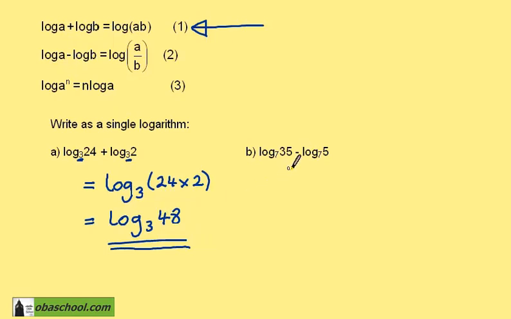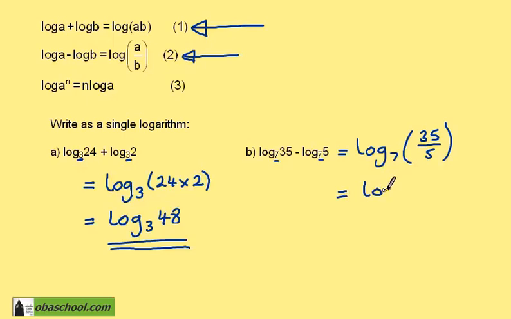In part B, again the bases are the same, so the laws above apply. In this case, number 2. We can rewrite this as log to the base 7 of 35 divided by 5. And this is log to the base 7 of 7.